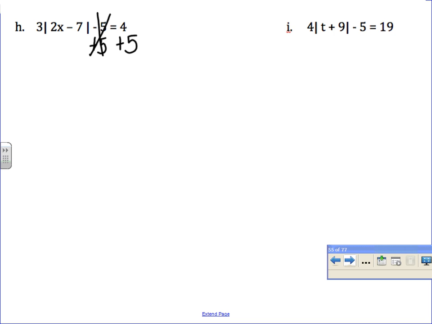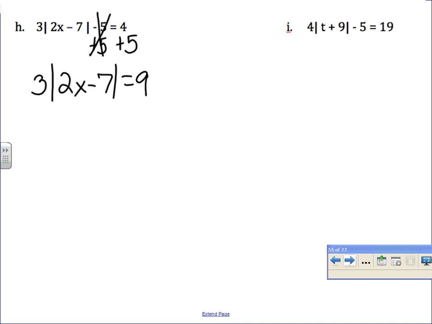So first step, we need to add 5 to both sides. I'm going to rewrite: 3 times the absolute value of 2x minus 7 equals 9. All right, so we move the 5 over, but we're still not in the form absolute value of something equals a number. And the next thing, and I don't want you to get confused on this, is the 3 in front of the absolute value symbol.